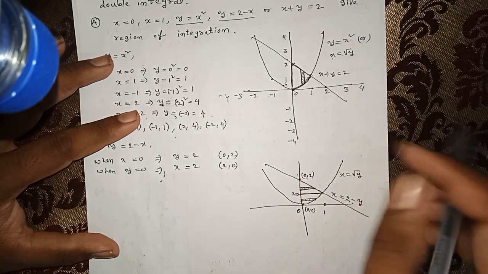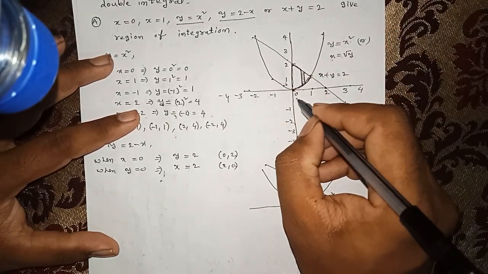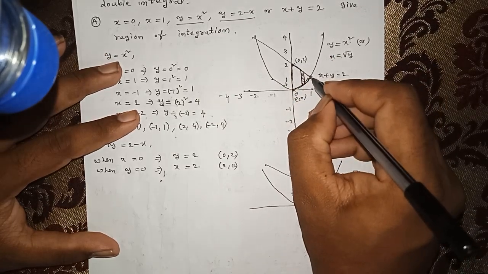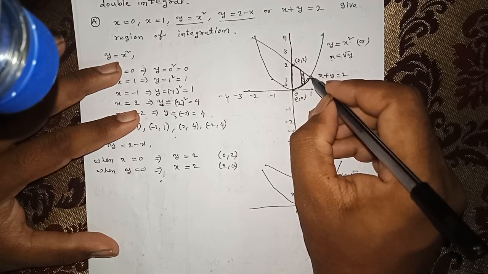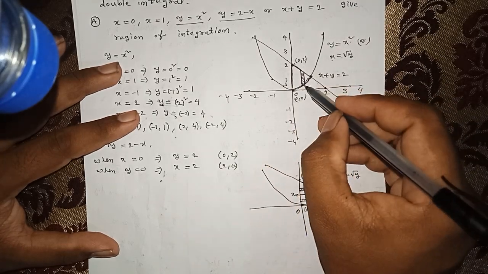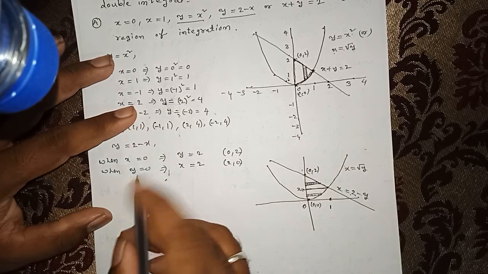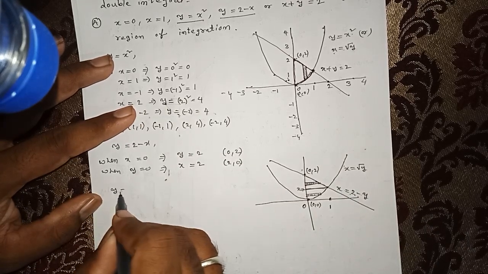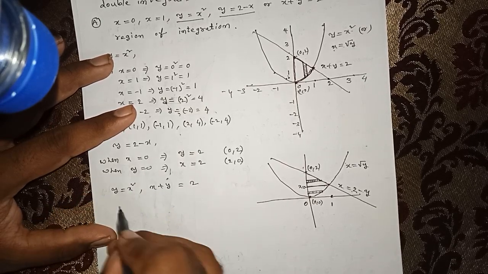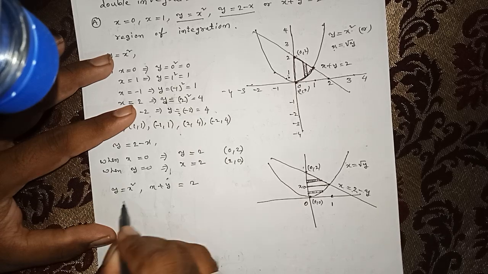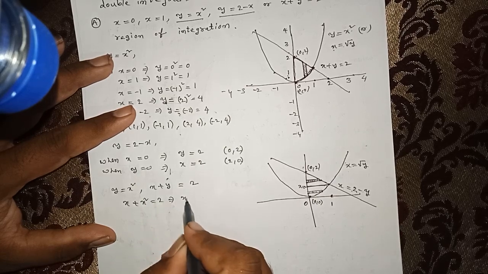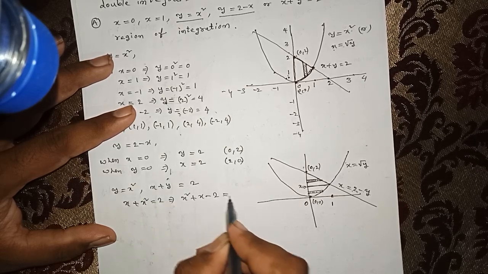Now, here the boundary points are 0, 0 and 0, 2, and we have to obtain this boundary point. This boundary point will be obtained by solving x plus y is equal to 2 and y is equal to x square. Y is equal to x square and x plus y is equal to 2. On replacing, we get x plus x square is equal to 2, or x square plus x minus 2 is equal to 0.